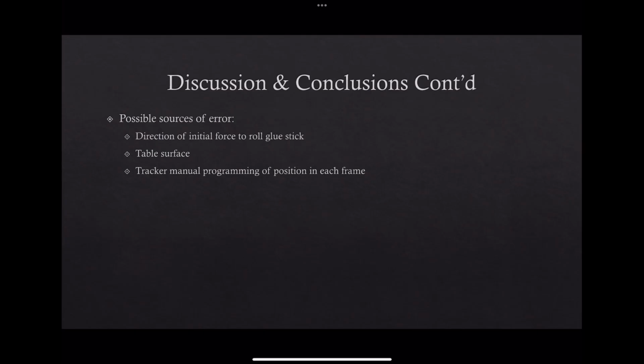Finally, we answer the what ifs. If the axes had been flipped, the glue stick would have shown a similar trended movement, but it would have been in the negative x direction instead of the positive x direction, so we would have seen a negative slope rather than a positive slope.